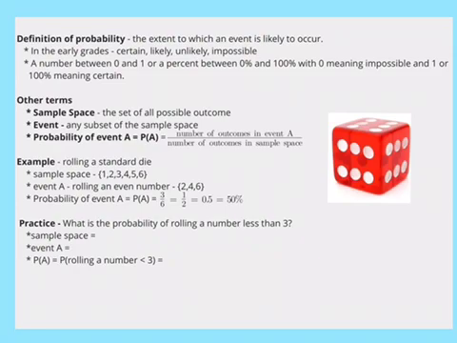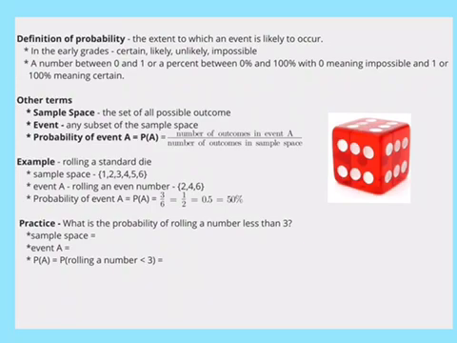To calculate a probability, we need to learn a couple of terms. Those terms are sample space. A sample space is the set of all possible outcomes. An event is a subset of that sample space. And then the probability of an event is really going to be the fraction or the ratio, and that's the number of outcomes in event A over the number of total outcomes in the sample space.